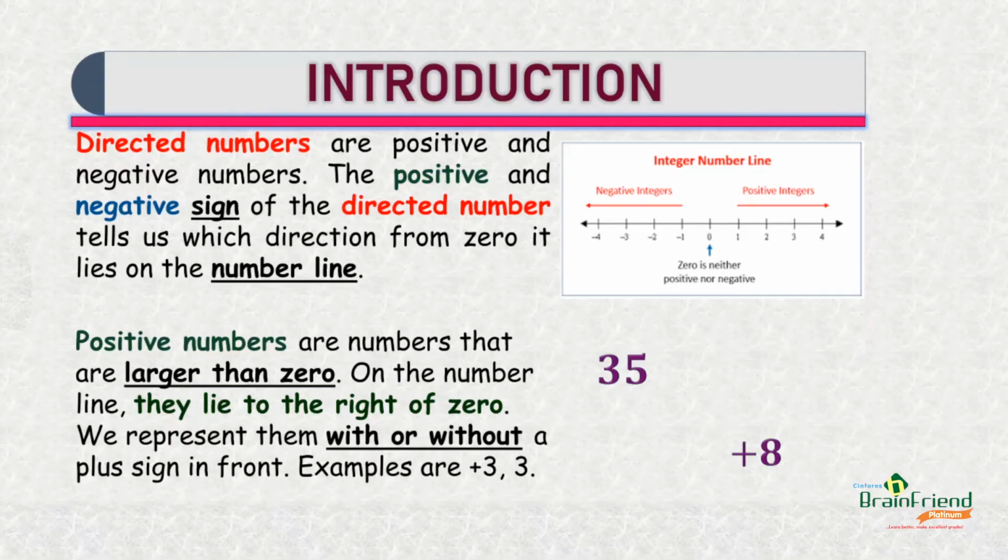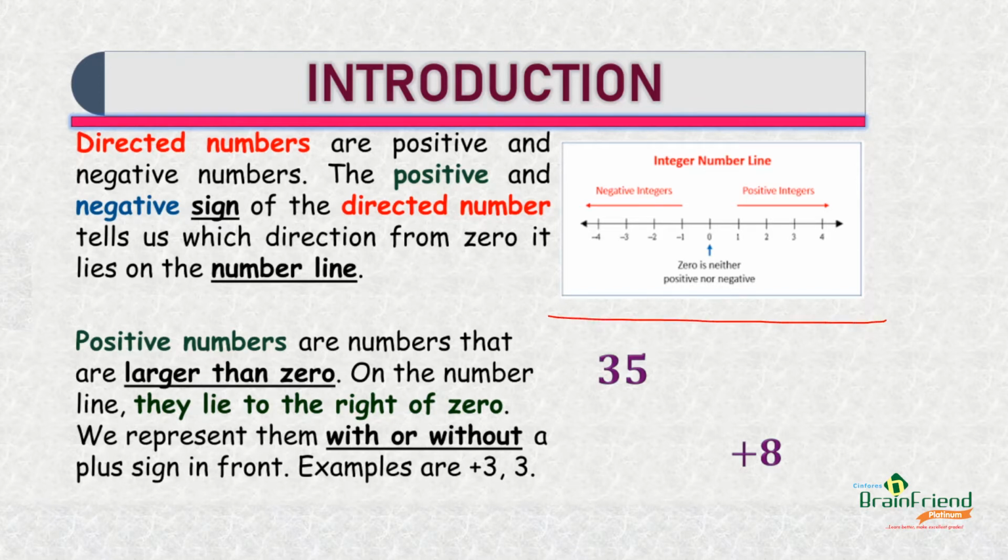Now, what are directed numbers? Directed numbers are simply positive and negative numbers. Now, the sign of a directed number lets us know which side of the number line it can be located on. Now, this is a typical example of a number line.